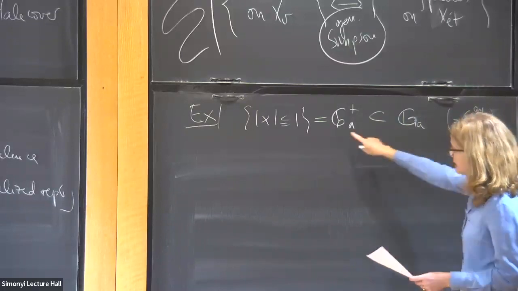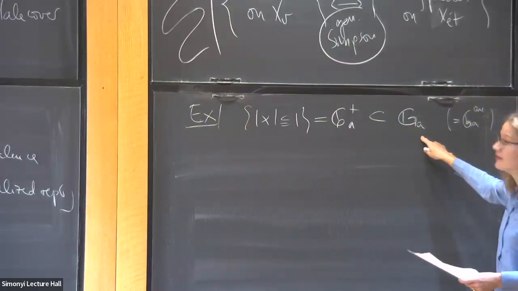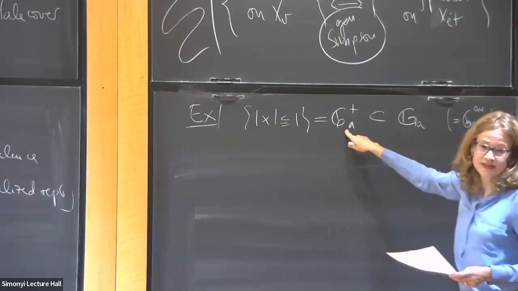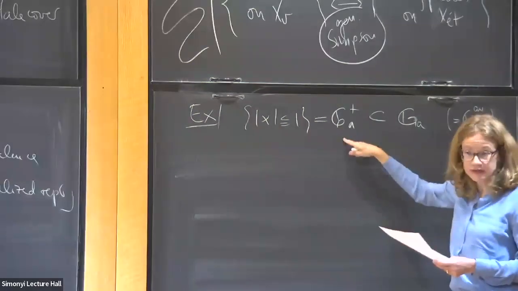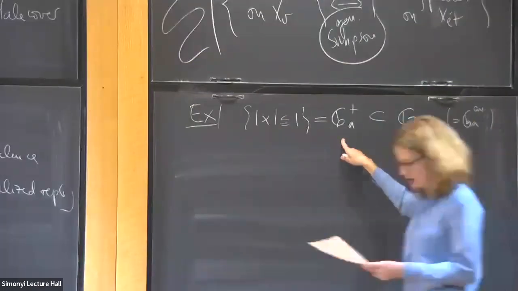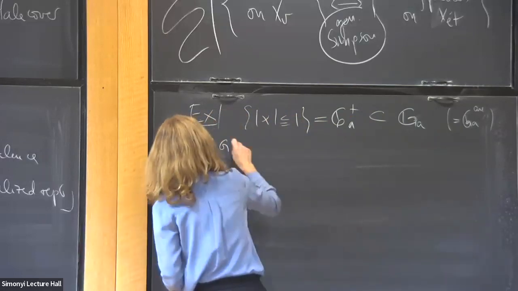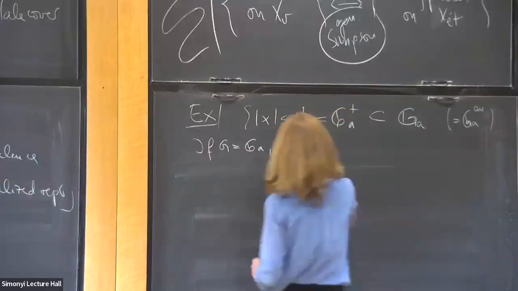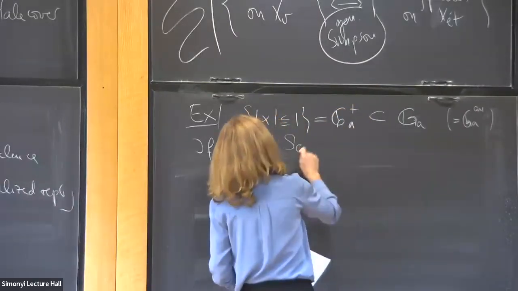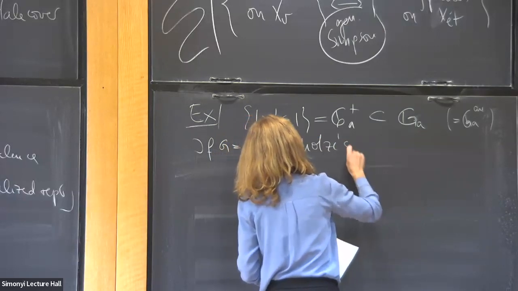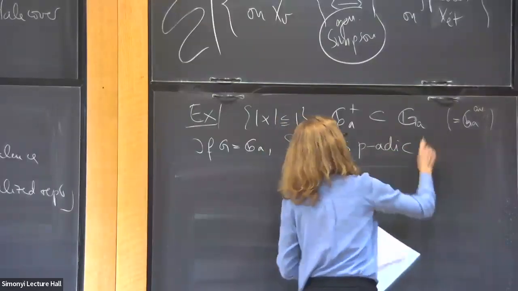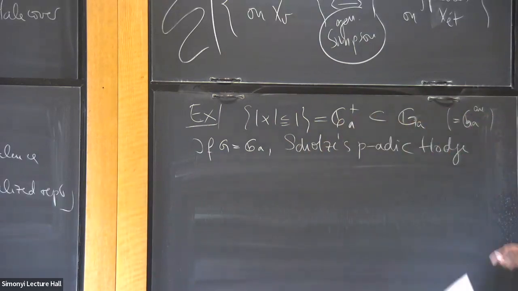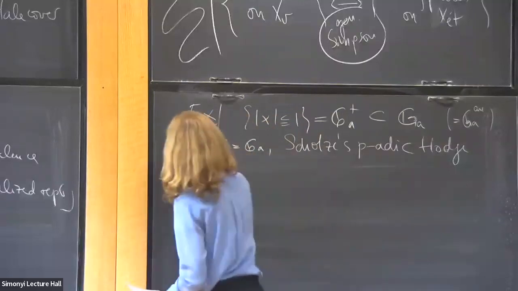Okay, let's look at those two candidates for G. I mean, we know that the thing works for this one because this is linear algebraic. This one is not covered yet because it is not the analytification of anything algebraic, yeah? Okay. So if G is G_a, the theory is much older than ours. It was already previously known by Scholze's p-adic Hodge theory, because Scholze's p-adic theory on rigid varieties gives us a Hodge-Tate sequence.